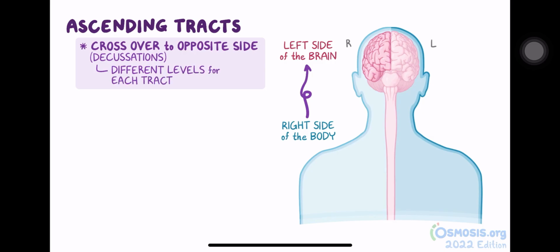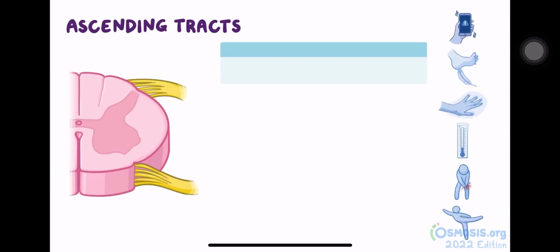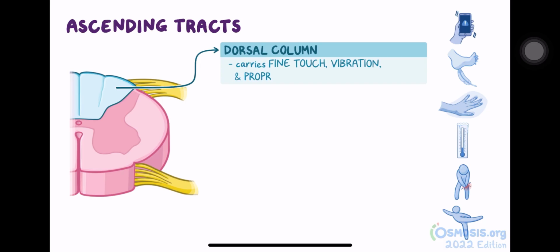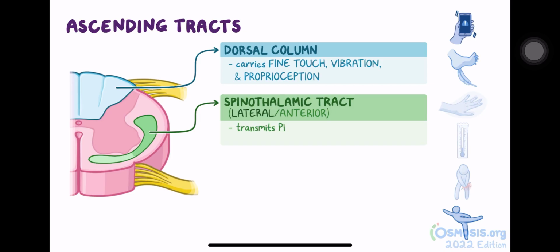Now, there are several ascending tracts to look at in the spinal cord's white matter. First, there is the dorsal column, which carries sensations like fine or discriminative touch, vibration, and proprioception, meaning sensing the position of body parts in space. Another tract is the spinothalamic tract, which consists of the lateral and anterior spinothalamic tracts. In general, the spinothalamic tract transmits information such as pressure sensations, crude touch, pain, and temperature sensations.